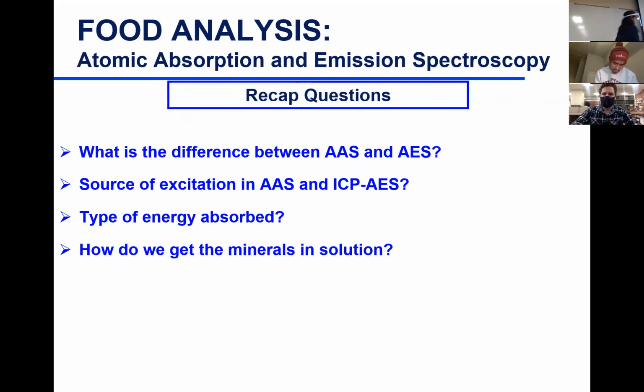How do we get the minerals in solution? So most of you have done the atomic absorption laboratory already. And we talked briefly last time about your sample. So the sample is ashed to incinerate all of your organic matter. So what is left is the inorganic matter, and your minerals are in that ash component. How do you bring it in solution? Common? You dissolve in acid. So you dissolve them in acid, and then you dilute that acid, so they're now in solution. And when they're in solution, then you can measure them using atomic absorption or atomic emission.